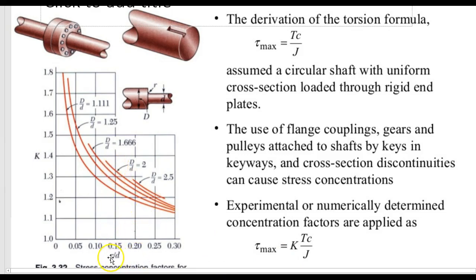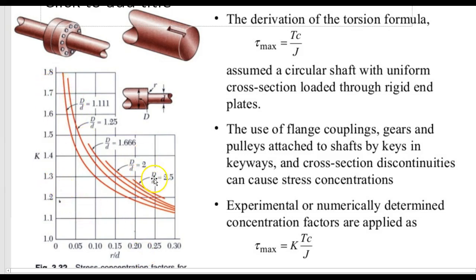So here we have 2 factors. We find little r over little d, or the radius of the fillet divided by the diameter of the smaller shaft. And then we find a second factor, the diameter of the larger part of the shaft divided by the diameter of the smaller part of the shaft. So you find the r over d factor, come up to the appropriate capital D over d factor, and you come over here to find a stress concentration factor.